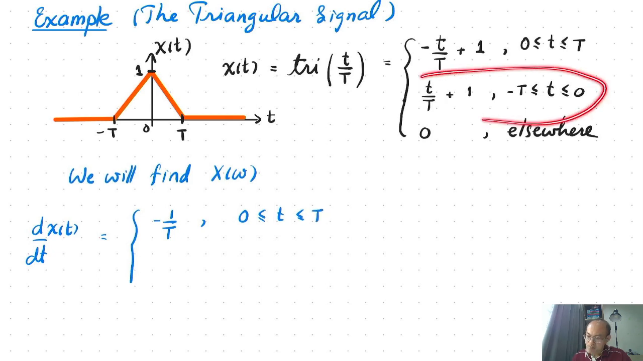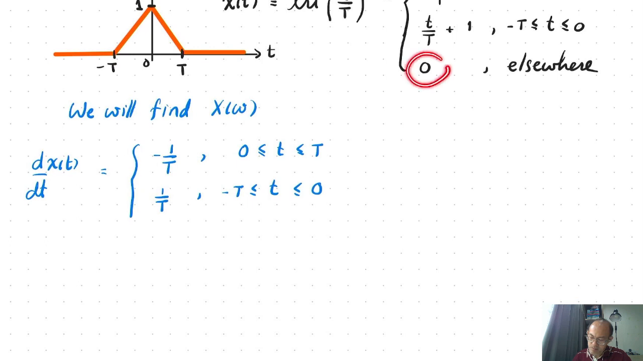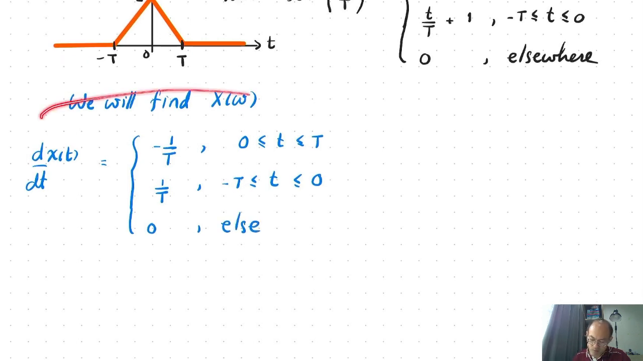Now when time is minus big T to 0, this one goes away, and this one has the derivative of 1 over big T. So we have 1 over big T when time is negative. And elsewhere, because the value of x is 0, its derivative is also 0. Okay, now let's plot this graph with respect to time.